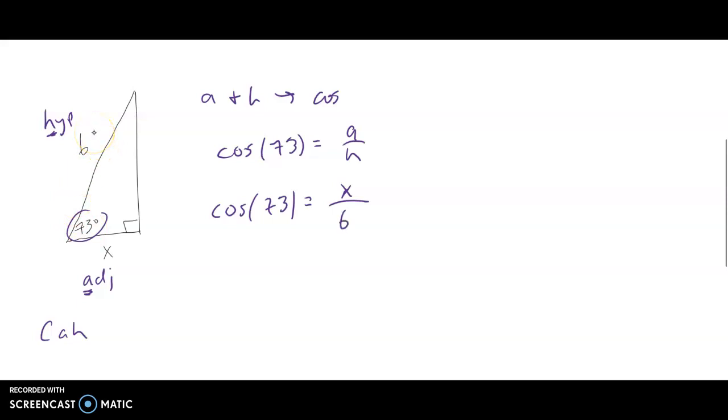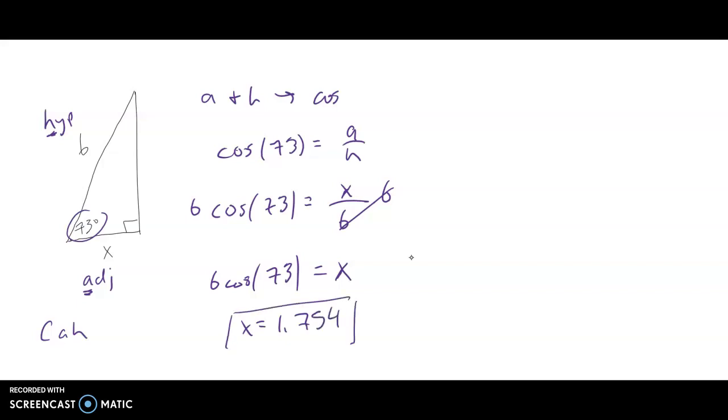And this one's a little bit easier to solve. We just multiply by 6 on both sides. They will cancel here, and then give me that 6 cosine of 73 is equal to my x. And again, make sure we're in degree mode, and just type in 6 cosine of 73 into your calculator, hit enter, and you should get that x is equal to 1.754. Again, 3 decimals like in the previous one.